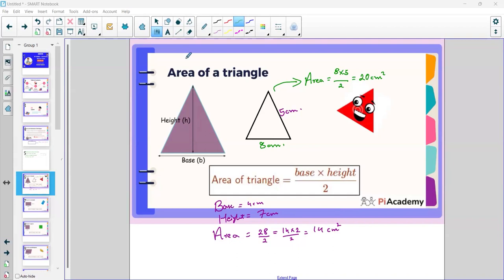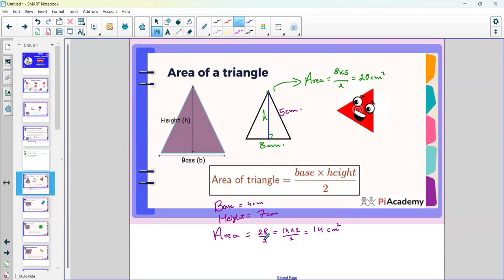The main reason this answer is not correct is because this 5 centimeters is not the height. Height is this length, okay? The height considered in the area formulas is always the perpendicular distance, or the line drawn from the topmost point of the vertex to the base. And this line makes a right angle with the base. This is what is the height of the triangle.